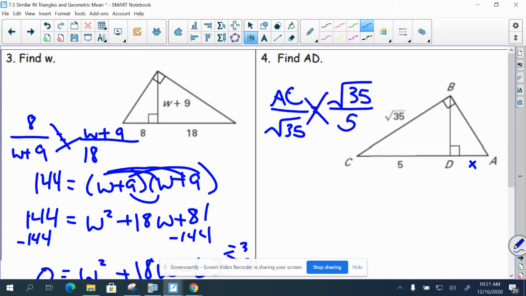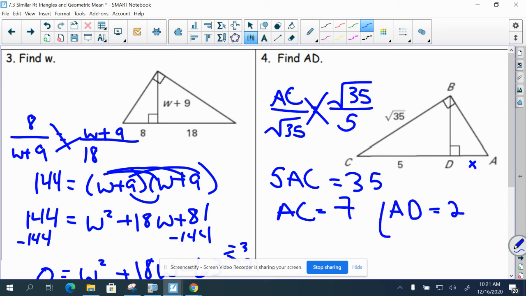So cross multiply. It'd be 5 AC equals square root 35 times square root 35, which just turns into 35. Divide by 5 and you get 7. So if the whole thing is 7, then AD is going to be equal to 2.